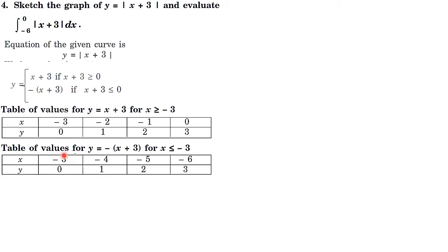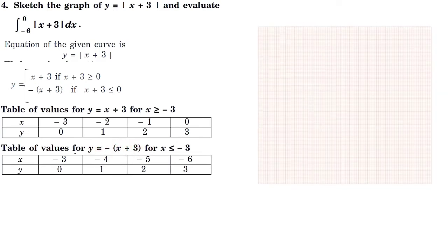When I put x equal to minus 3, we get minus of minus 3 plus 3. Minus 3 plus 3 is 0, so minus 0 is 0. Next, when I put minus 4, minus 4 plus 3 is minus 1, and with the minus sign outside, minus into minus is plus 1. Then minus 5: minus 5 plus 3 is minus 2, and with the outside minus, we get plus 2. Next, minus 6: minus 6 plus 3 is minus 3, and with the outside minus, we get plus 3. So this is another set of values for y equal to minus of x plus 3.